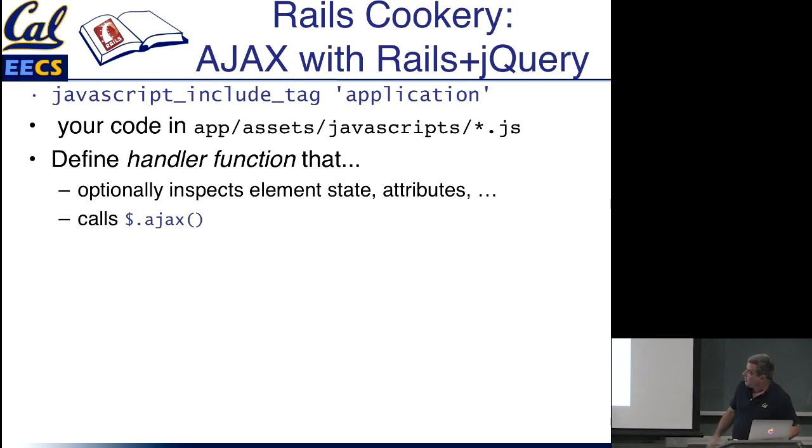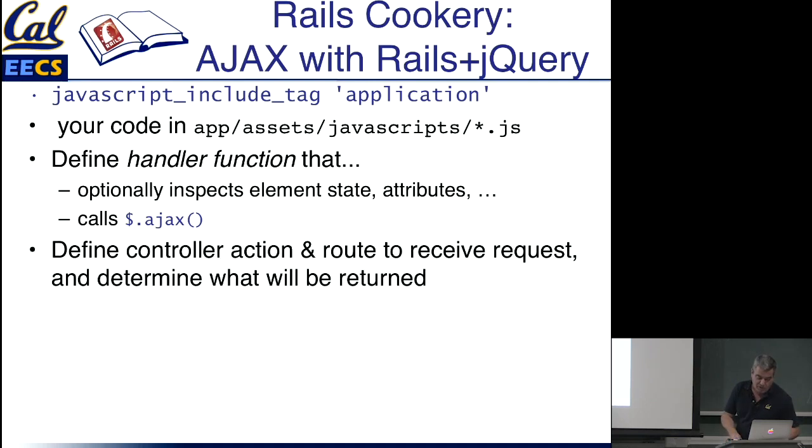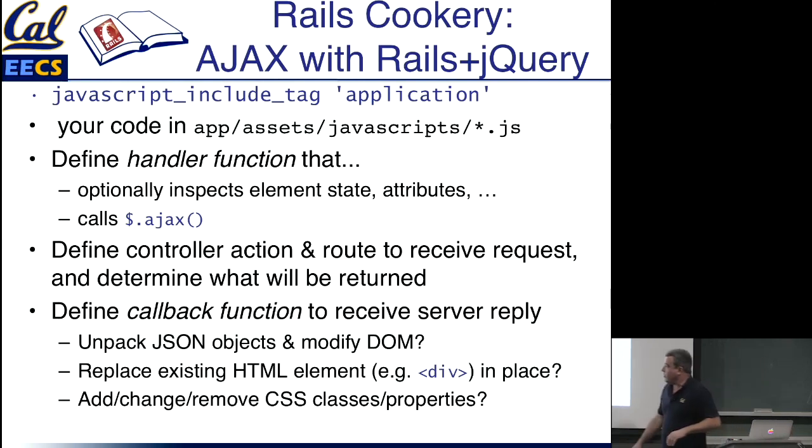Then you define a handler that maybe inspects element state, it looks at attributes, whatever it's going to do, and then it eventually makes an AJAX call to the server, which means that you have to have a controller action and a route that are going to receive that, just as you would for regular HTTP requests. And finally, you have a callback function that will receive whatever the server replies. So whatever the controller action is going to render as a result, your callback function should expect to digest that.